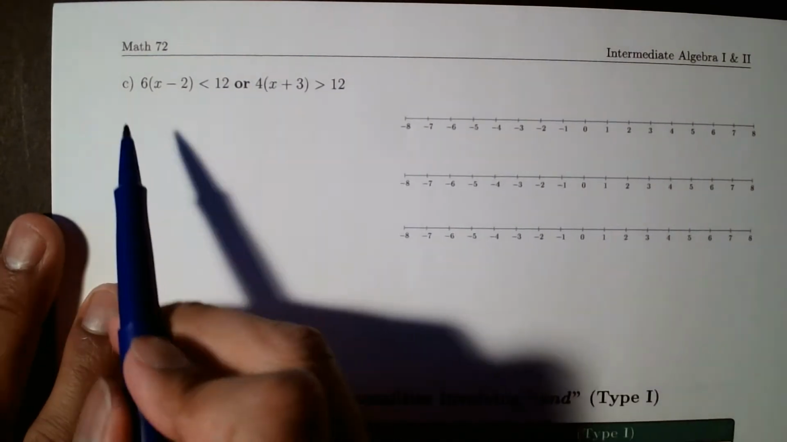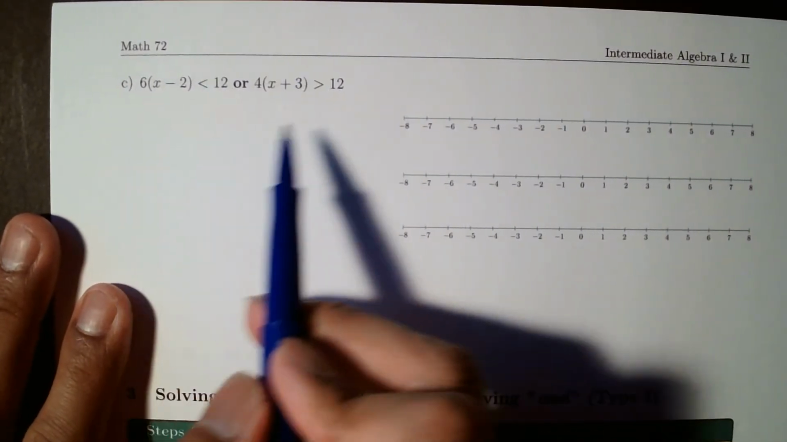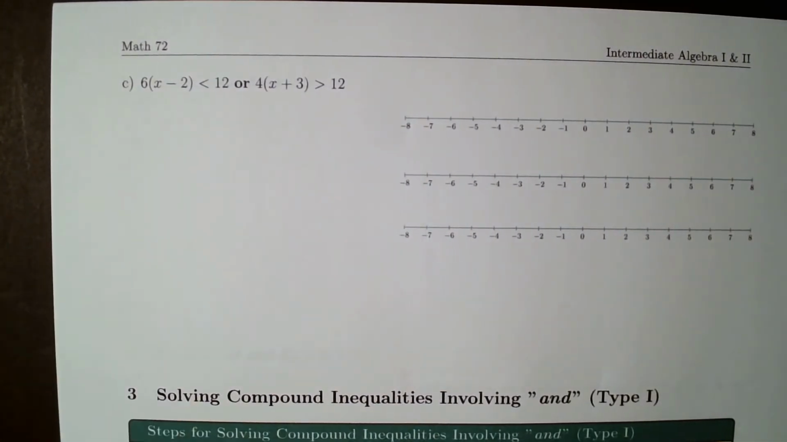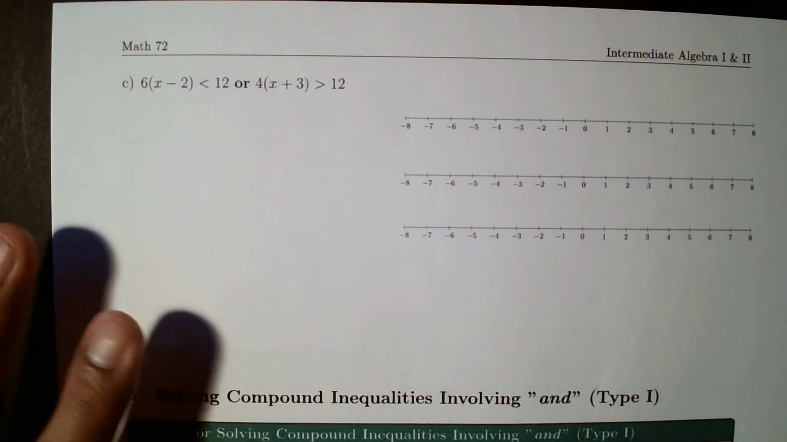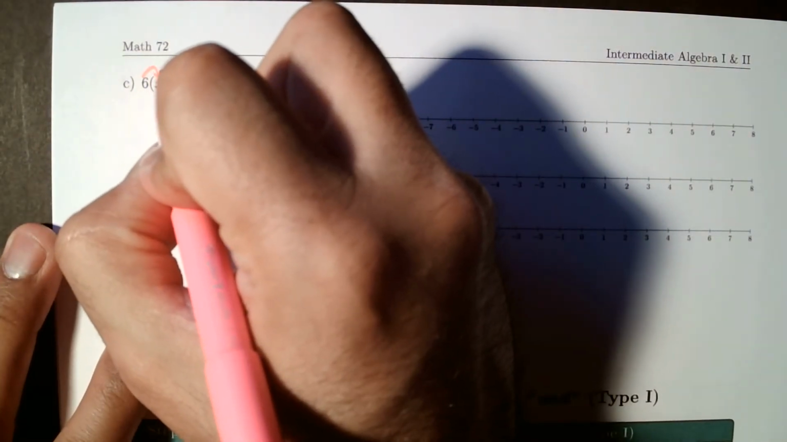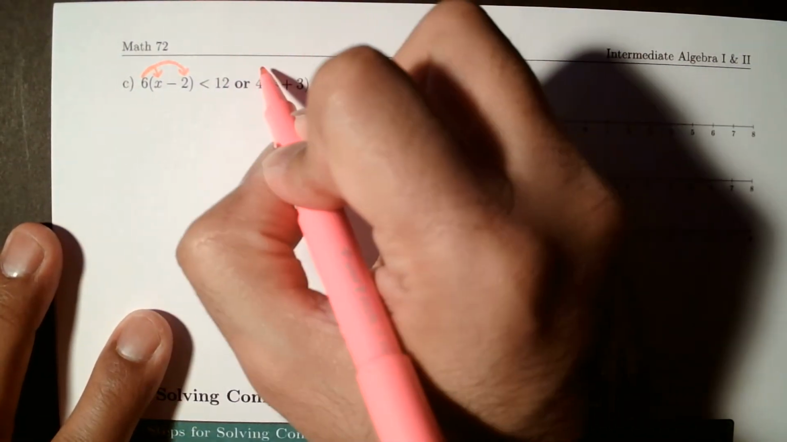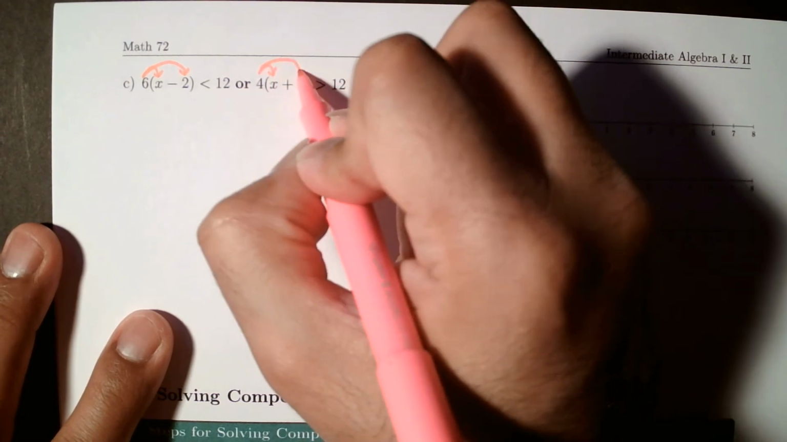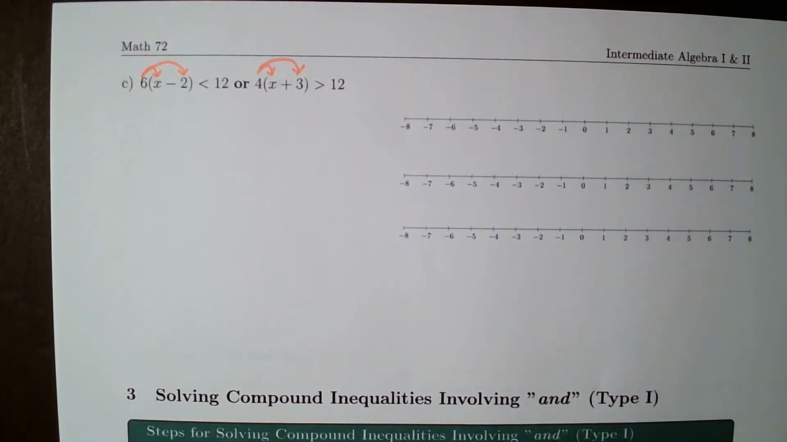So in this case, let's look at letter C. We might need to get rid of those parentheses. What are we supposed to do when we have something like that? Well, use the distributive property. You guessed that, if that's what you were thinking.